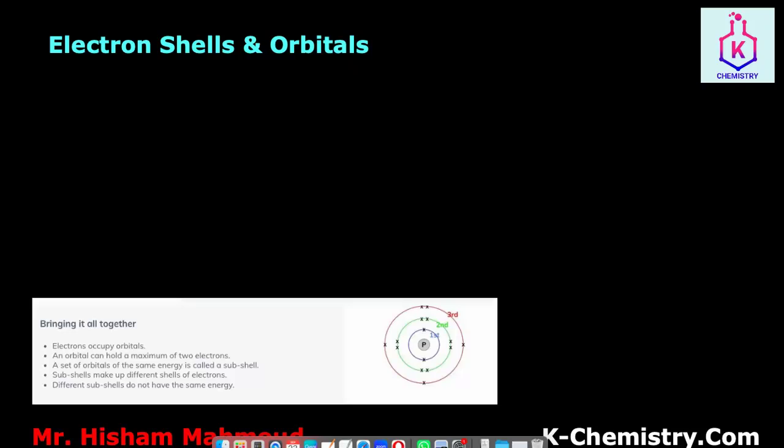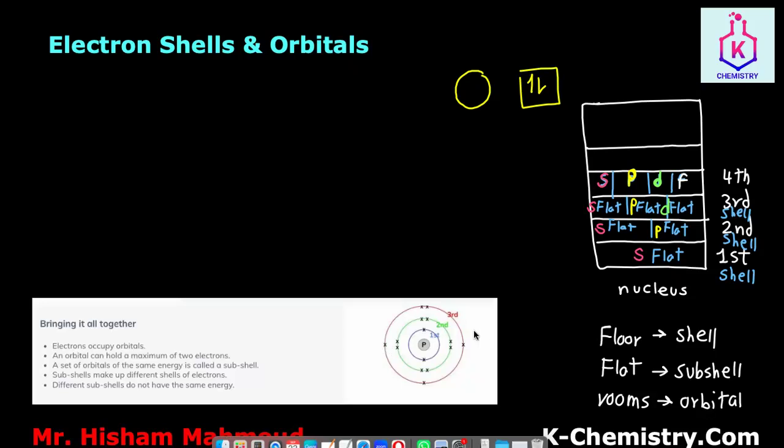So let's bring this all together. The electrons are found inside orbitals, and the orbitals can carry a maximum of 2 electrons inside. We resemble this to the rooms inside flats, inside floors, inside the building. So it's inside an orbital, which is inside a subshell, which is inside the shell around the nucleus. The set of orbitals of the same energy is called the subshell.